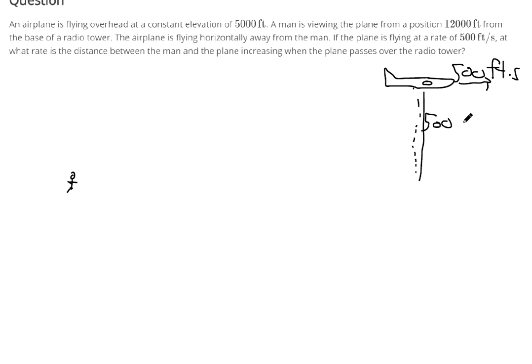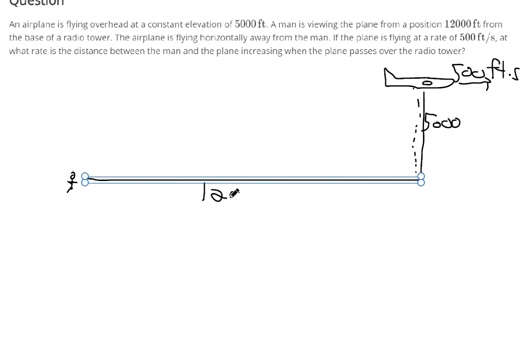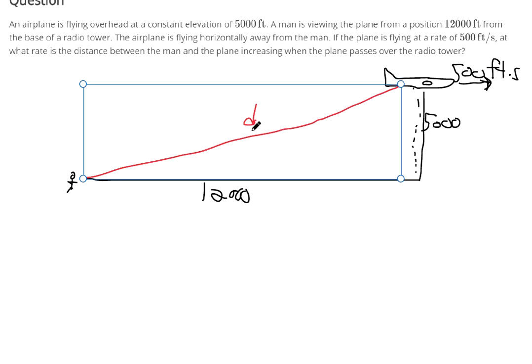Okay, there's a radio tower. And the man is 12,000 feet from that radio tower. We got a plane, poorly drawn in the top right corner here, flying 500 feet per second away from the man. So that's why I drew the arrow going this way. And they're talking to us about the distance between the man and the airplane. We'll call that D. They want to know what's the rate of change of D.